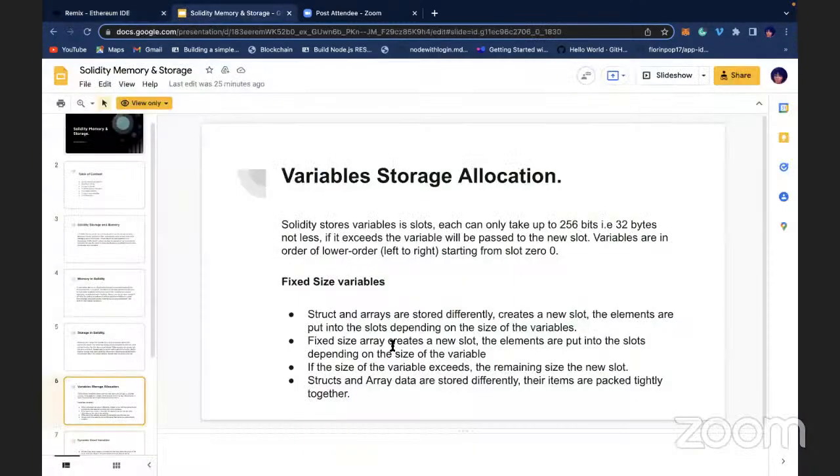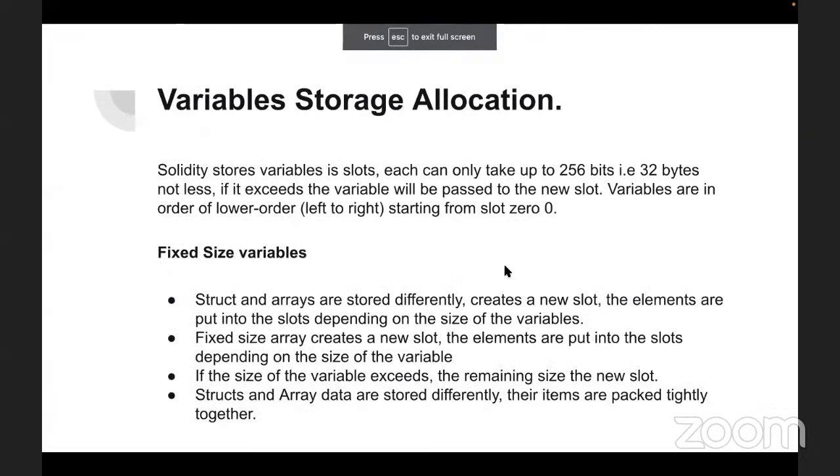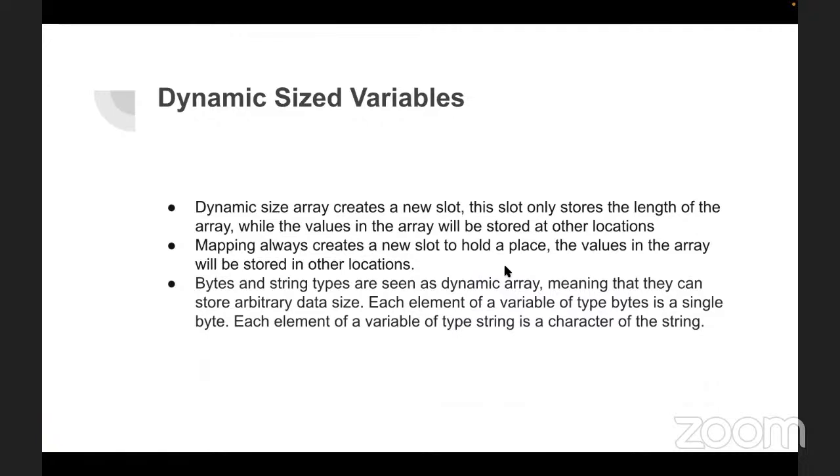So yes, that is for the fixed size variables. For the dynamic size variables, a dynamic size array creates a new slot. This slot only stores the length of the array, while the values in the array will be stored in another location. So mapping also creates a new slot like an array. And also for bytes and strings. So bytes and strings types are seen as dynamic arrays too, meaning that they can store arbitrary data size.